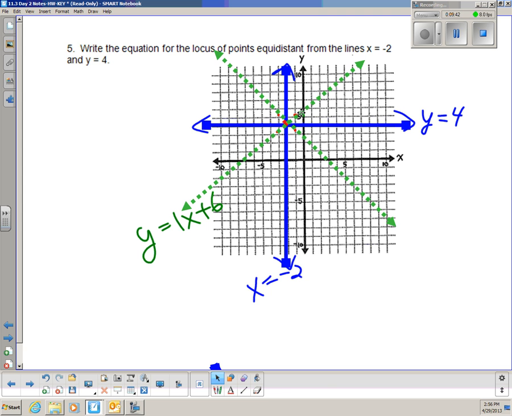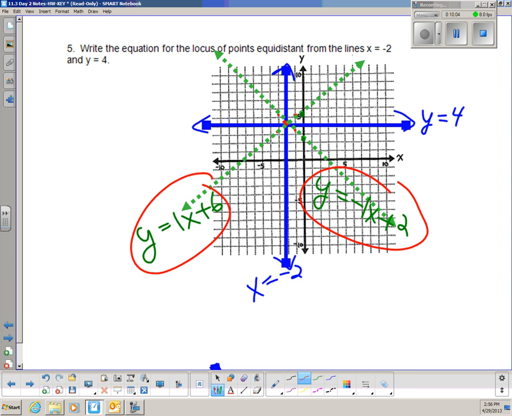This other line, the one that's got the negative slope, it looks like the y-intercept is here at positive 2, but then you're going down 1 over 1. So this would be y = -1x + 2. So those would be the equations of those 2 particular lines that are equally distant from x = -2 and y = 4. It's going to be this guy here and this guy here.